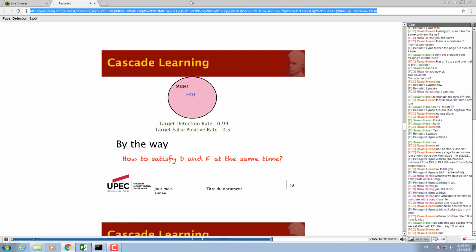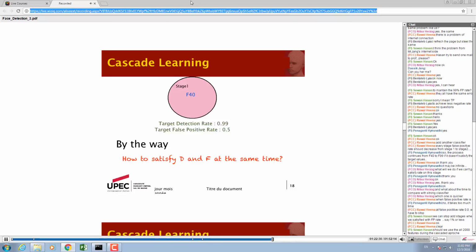Okay. Is it clear now? Okay. So in this way, we can add more stages until we reach the target number. So this is the whole process to construct the cascade.